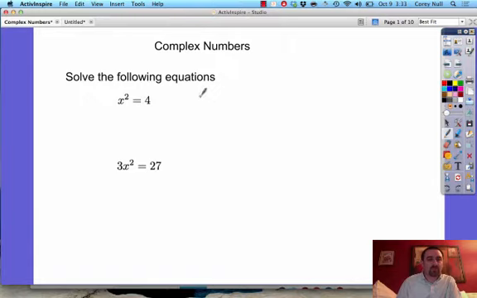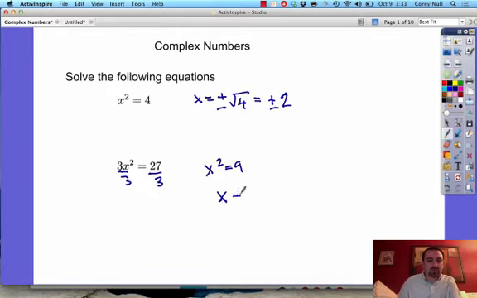x squared equals 4. Okay, in order to solve that, we'll take a square root of both sides. So x will be equal to plus or minus the square root of 4. Well, that's plus or minus 2. All right. This one here, we'll have to divide both sides by 3, and we'll have x squared equals 9. Well, that's just x is equal to plus or minus the square root of 9, which is 3. Okay, that's some pretty basic how to solve an equation with x squared equal to something.